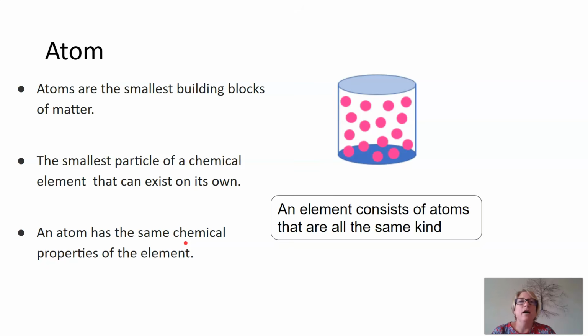So let's start out by looking at what is an atom. Atoms are the smallest building blocks of matter, the smallest particle of a chemical element that can exist on its own, and an atom has the same chemical properties of the element. So if we have a look at this diagram over here, it is an element and it consists of atoms that are all of the same kind. So for example, in this container, we have pink atoms and all the atoms in this container are pink.